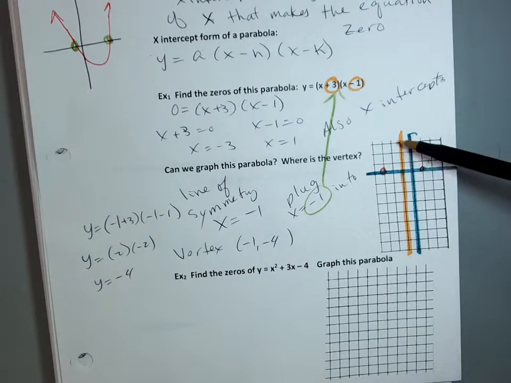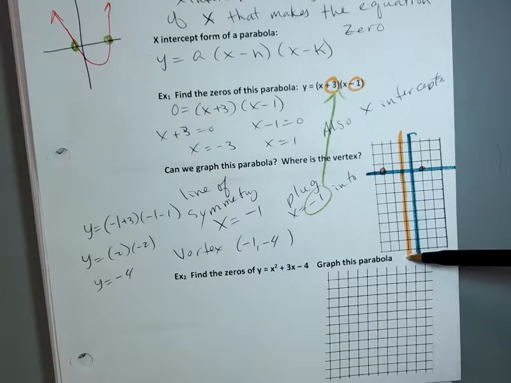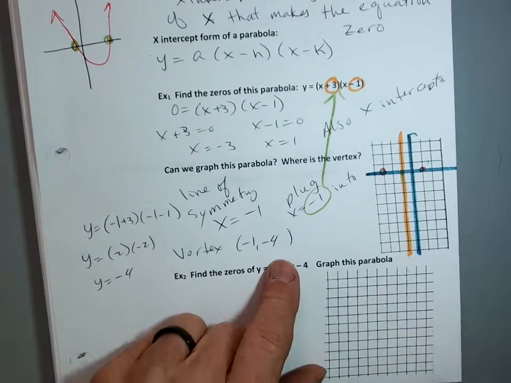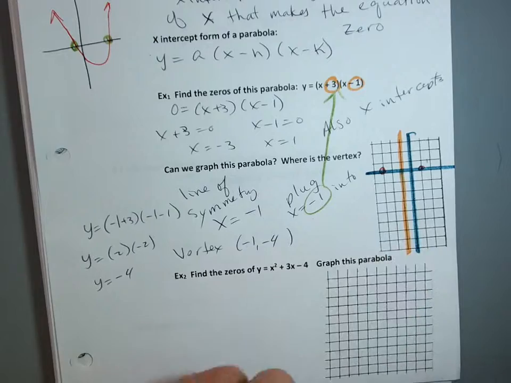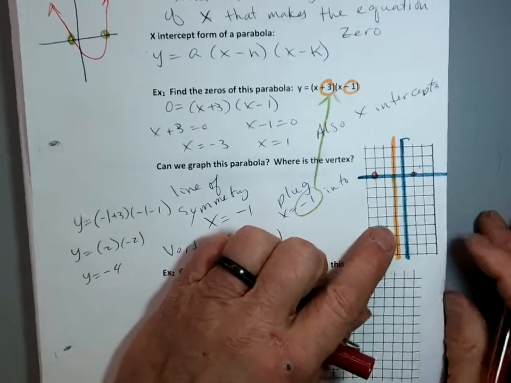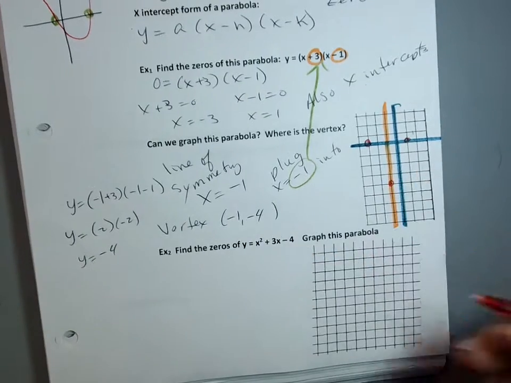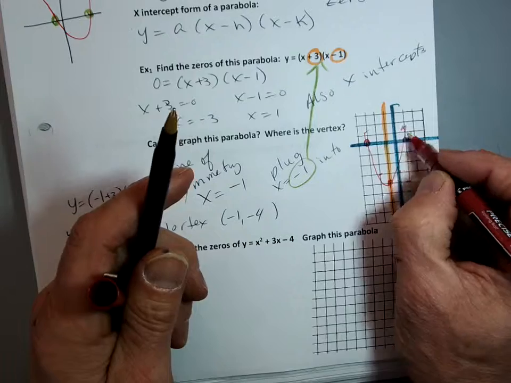So here's what I did. I knew the vertex had to be on this line. The vertex has got to be at negative 1 for x. I took negative 1 and plugged it in to get the y value, and I got negative 4. So I can go 1, 2, 3, 4, and there is my vertex. Then I can just connect the points, something like that. That's pretty easy.